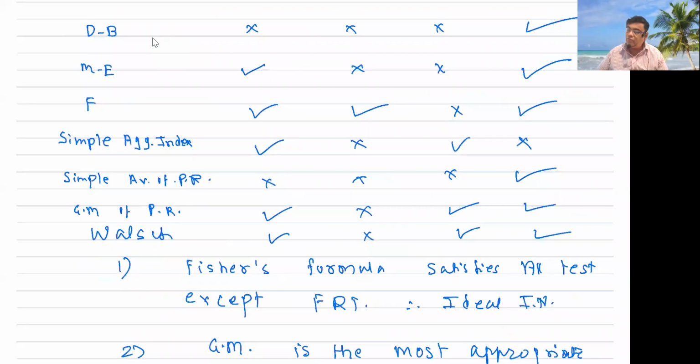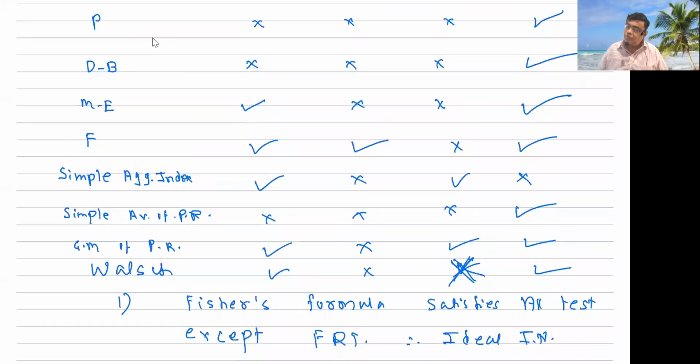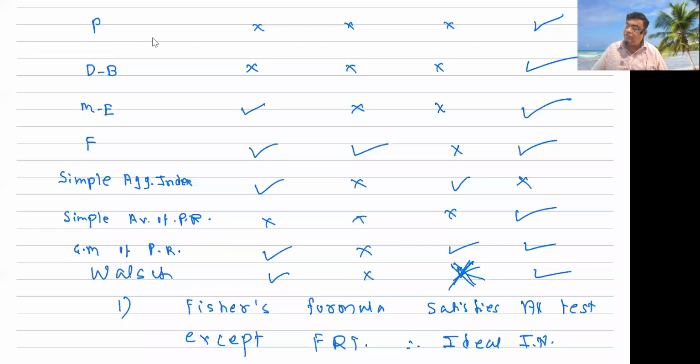यहाँ मैंने वॉल्श को सर्कुलर में हाँ लिखा है कि नहीं? वॉल्श सर्कुलर टेस्ट को सेटिस्फाई नहीं करता है. वॉल्श डज नॉट सेटिस्फाई द सर्कुलर टेस्ट. बस बाकी कुछ नहीं. फिशर में मैंने क्या किया है? ये सर्कुलर टेस्ट इज नॉट सेटिस्फाइड.